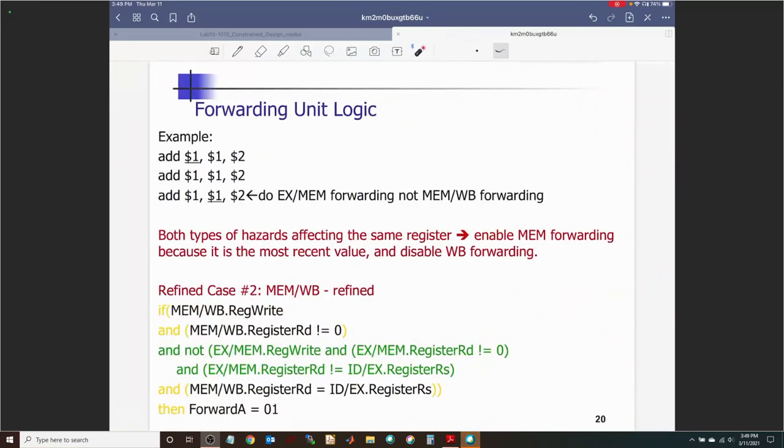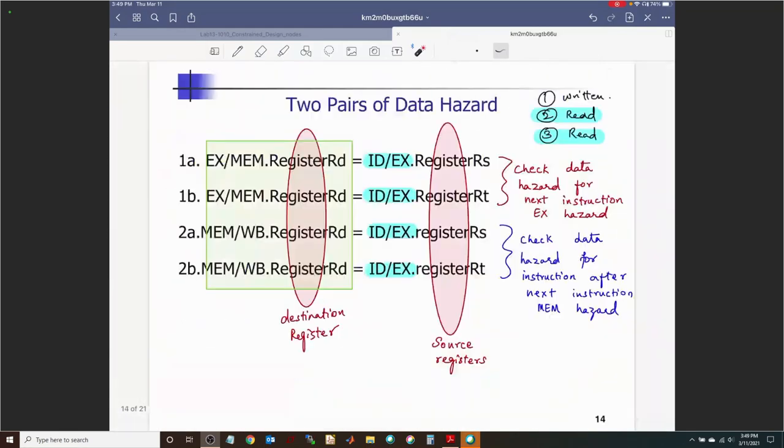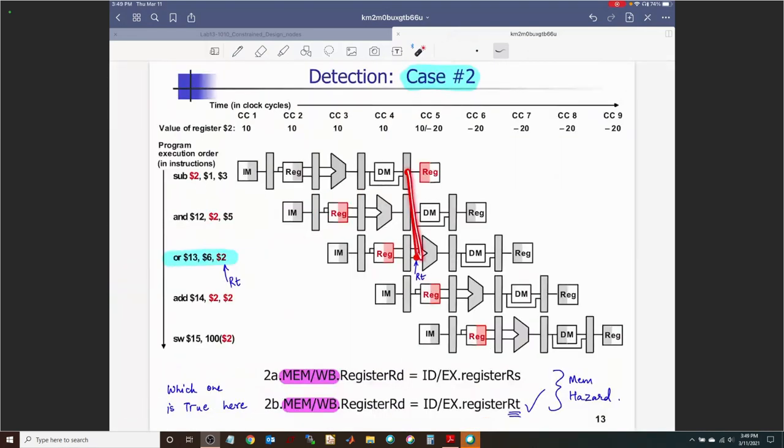Because you're writing to the first register in three consecutive instructions, and that $1 register is also being used as an operand in the second and third instructions, we can fix that by simply doing the XMEM forwarding and no mem write back forwarding. What that means is, if I go all the way back, I'm not going to do a mem write back forwarding. I'm always going to be forwarding with respect to the execute mem pipeline register. So as soon as you get the next result, forward it. As soon as you get the next result, forward it, right? So you're forwarding it in this way as opposed to this way, right?